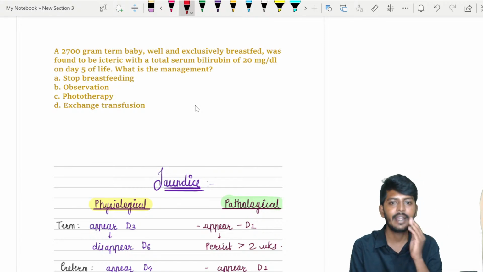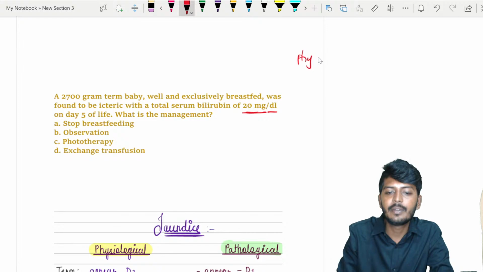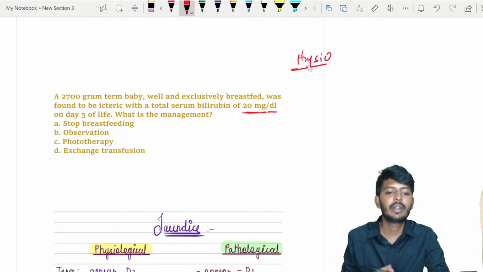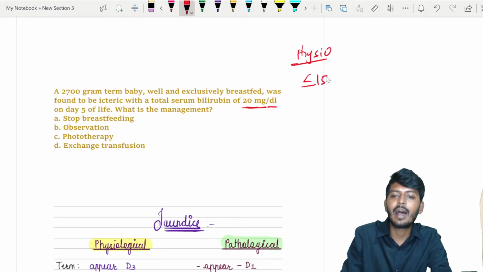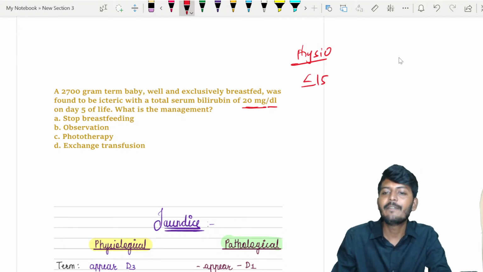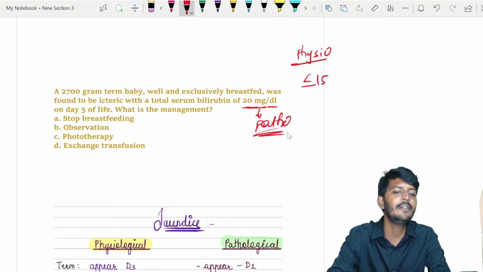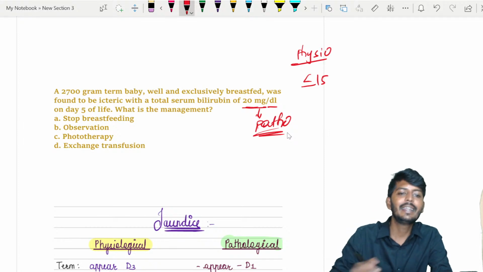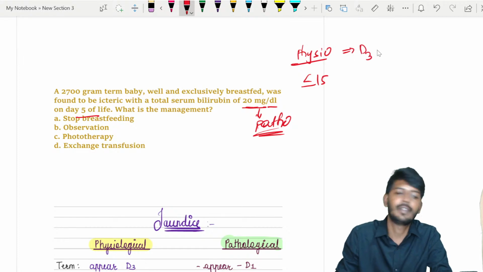Okay, so to understand this, first let's diagnose the case. Bilirubin of 20 mg per deciliter. Physiological jaundice, my dear students, will be less than or equal to 15 mg. If it is more than 20, it is suggestive of pathological jaundice. Point number one, it is suggestive of pathological jaundice, and it is occurring on day 5. Physiological jaundice occurs on day 3 of life.